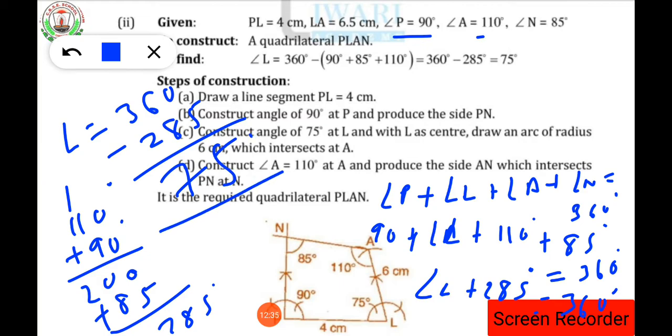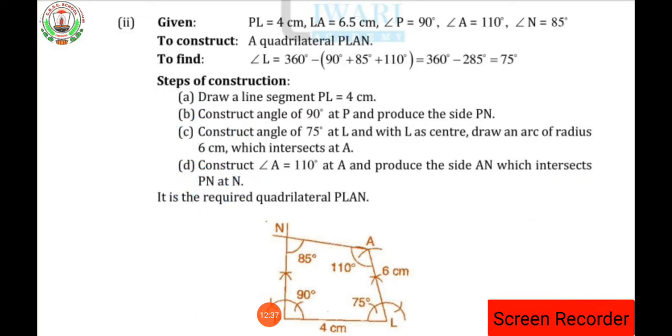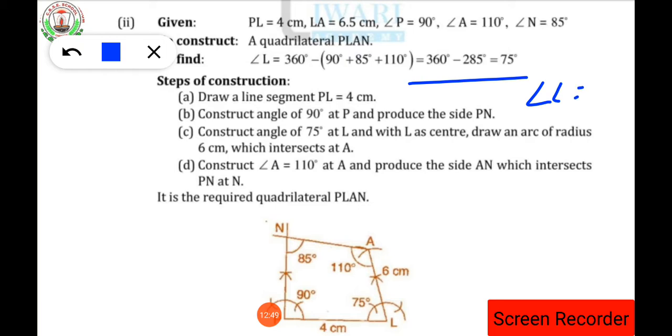So, have you understood how to solve the questions? In this page it is directly solved, but I had already told you how to solve the question. So, the angle L value you will get as 75 degrees. Is it clear to everyone how you will get 75 degrees?